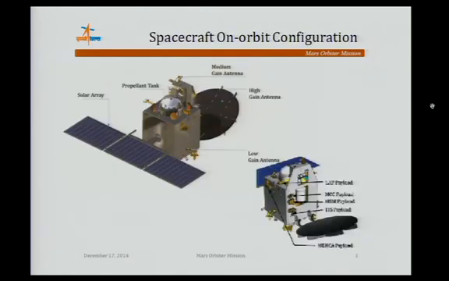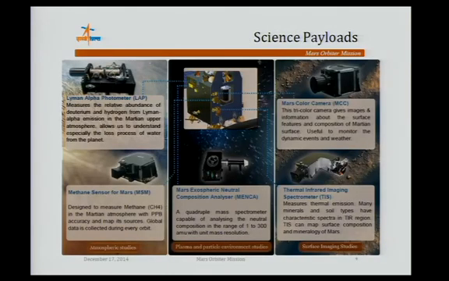This gives a basic on-orbit configuration of the spacecraft in the deployed condition of solar array as well as the reflectors. Payloads are shown in the diagram at the right side. Major scientific payloads are basically 5 payloads that have been flown on Mars. One is Lyman alpha photometer, then methane sensor for Mars, and Mars exospheric neutral composition analyzer, Mars color camera, and thermal infrared imaging spectrometer.